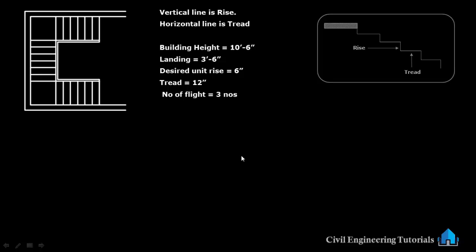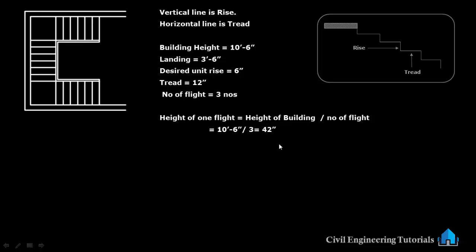So now we need to calculate height of one flight. Here I want to keep the height of all 3 flights the same. So height of one flight is height of building divided by number of flights. Number of flights is 3, and height of building is 10 feet and 6 inch.